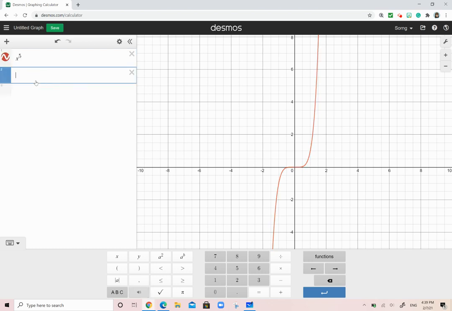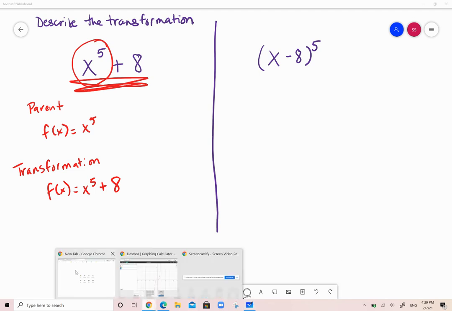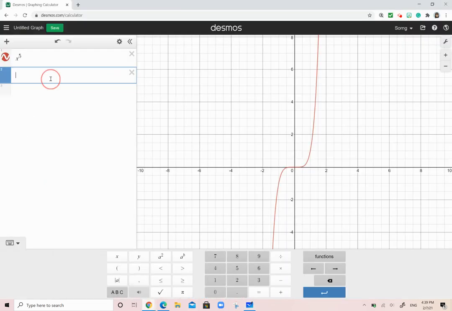We call it the parent. Now, what happens after with the transformation, which is the equation that we're given? This equation, x to the fifth plus 8. So let's graph it and look. So again, f of x, you can type it, you don't have to, but you can. Just f of x equals x to the fifth power, the caret symbol. And then go down, plus 8. So make sure the 8 is a big number, not a small number. All right, so let's look.